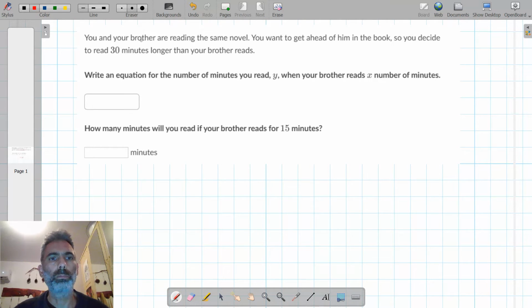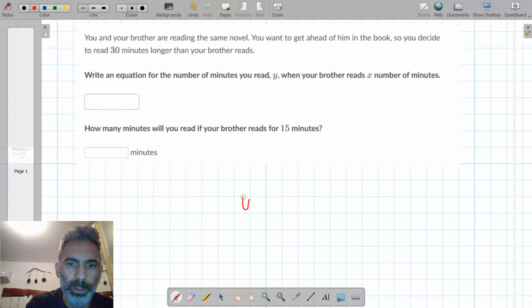You and your brother are reading the same novel. You want to get ahead of him in the book, so you decide to read 30 minutes longer than your brother reads. Write an equation for the number of minutes you read. So y is the dependent variable because the number of minutes you read is dependent on the number of minutes your brother reads. And your brother reads X number of minutes.